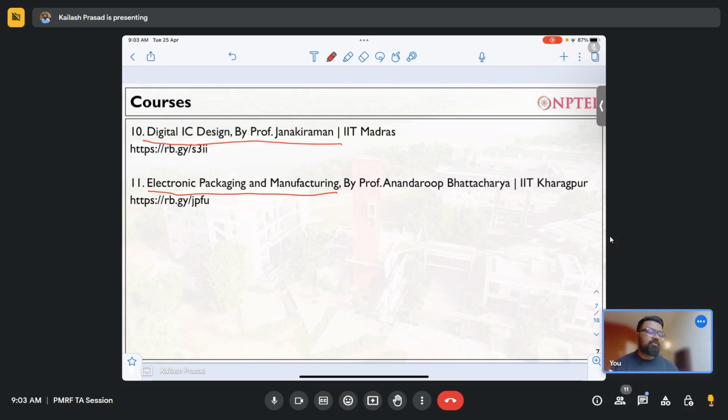So these were the 11 courses which you should do to have a complete understanding of VLSI design. It may take maybe 6 months or a year to complete all of these courses. But trust me, after 6 months or a year, once you have completed these courses, you will be enlightened with knowledge in VLSI design. So this was the courses part.